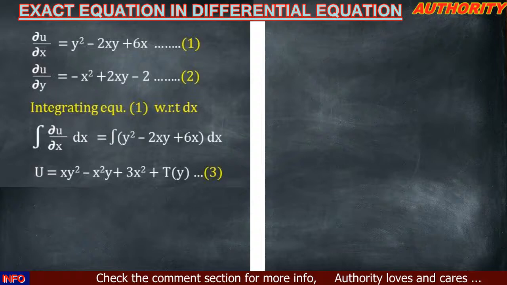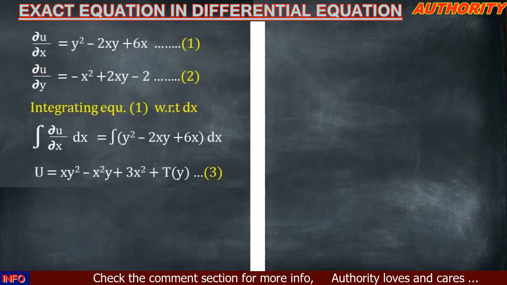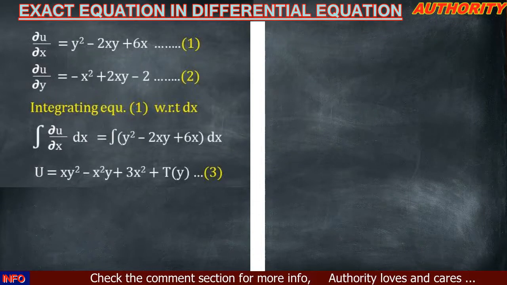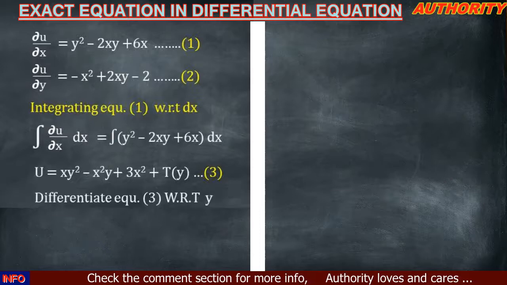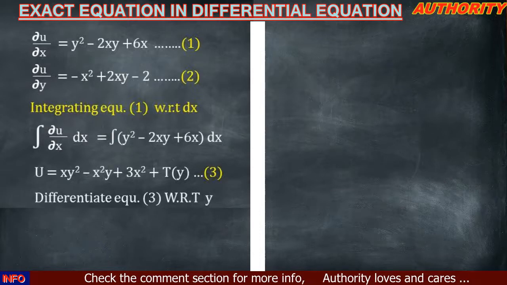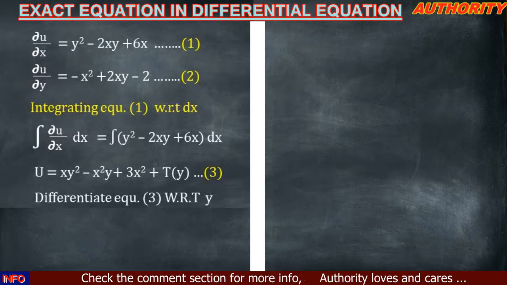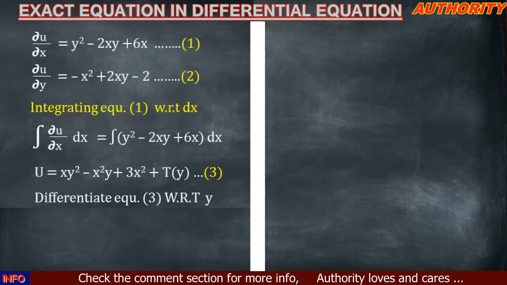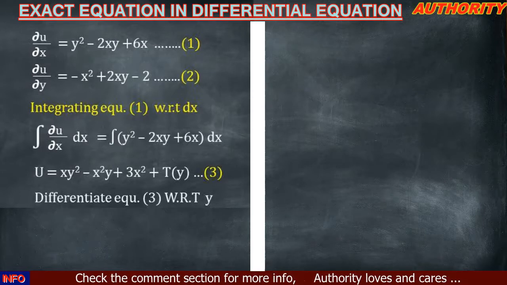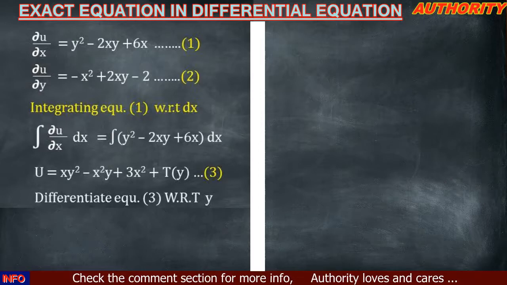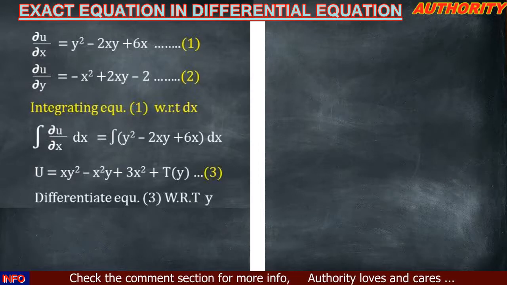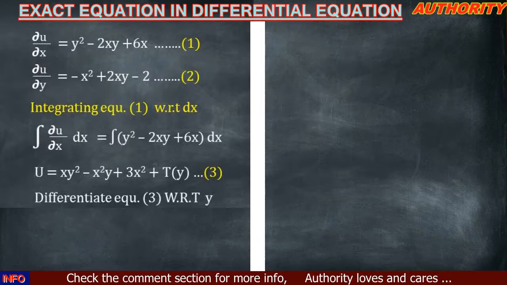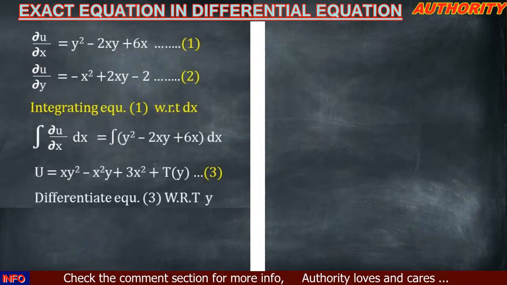Okay, good. Now let's go. This function that we have, u, let's differentiate it with respect to y. We have t of y and we are looking for t of y. We want to find the value of t of y. So that means we are going to differentiate this function u partially with respect to y.